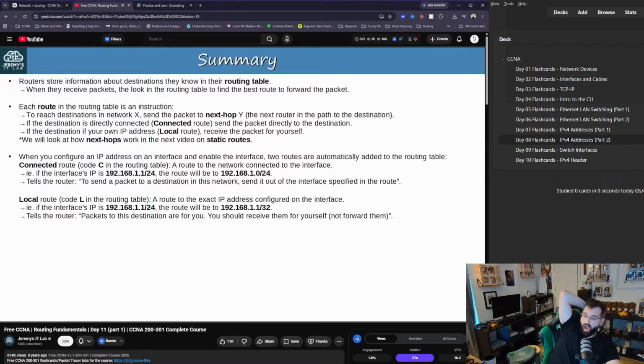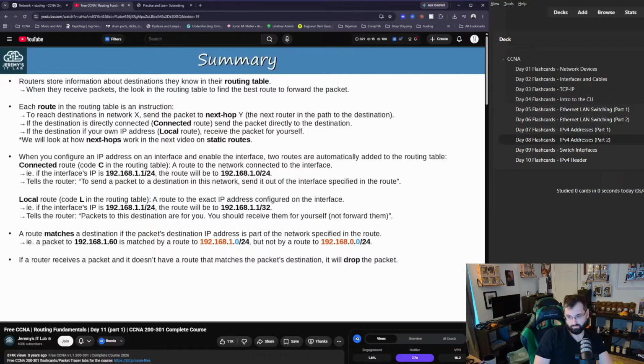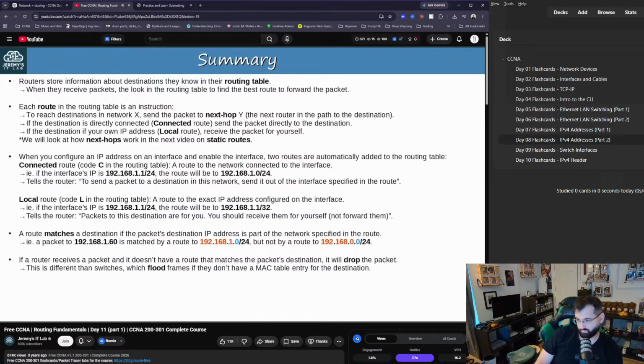Okay, we also talked about how routes match destinations. A route matches a destination if the packet's destination IP address is part of the network specified in the route. For example, a packet to 192.168.1.60 is matched by a route to 192.168.1.0/24, but not by a route to 192.168.0.0/24. Now, if a router receives a packet and it doesn't have a route that matches the packet's destination, it will drop the packet. This is different than switches, which flood frames if they don't have a MAC table entry for the destination.